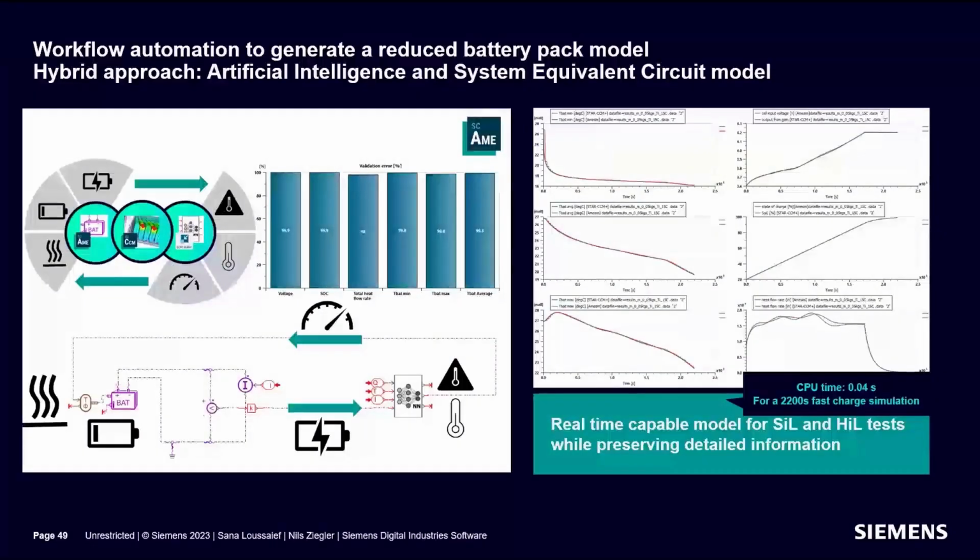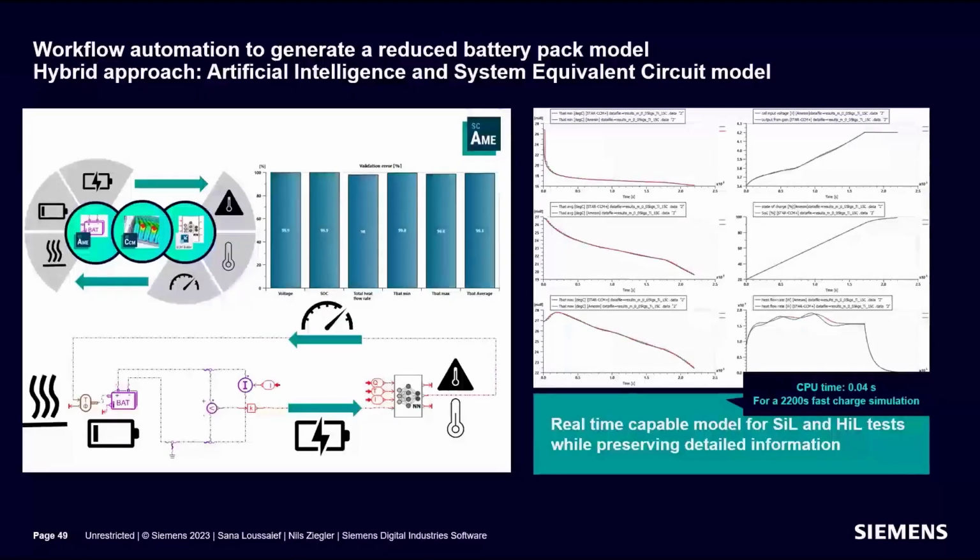At this stage, we end up with a hybrid model which is fully integrated in SimCenter AIMSIM. At the left side here, we have the equivalent circuit model, which predicts the voltage, the state of charge, as well as the heat released. This model is connected to the artificial intelligence model here. The latter predicts the battery pack maximum, minimum, and average temperatures.